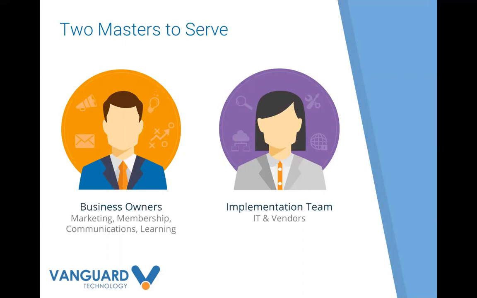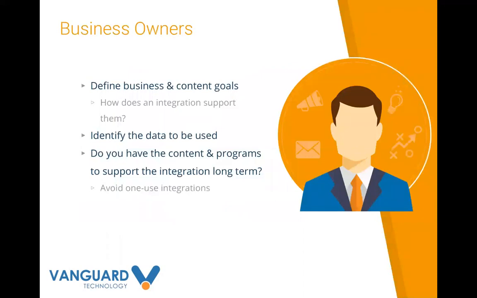So some tips we want to consider as we take a look at those. First things first for the business owners. Let's define our business and our content goals. So what goals do we have? If we're doing personalization or we're doing a better purchasing process, what are our goals around that? And then how does that integration support it? Take a look at the data that's going to be used. It's great to say, I want to pull all my data over for identifying members for content personalization or for events or for products. Well, that means that data has to be there. Have you mapped that out? And then do you have the content to support that?